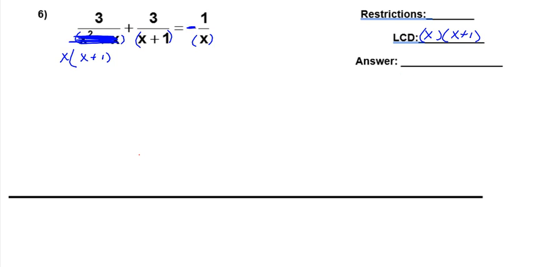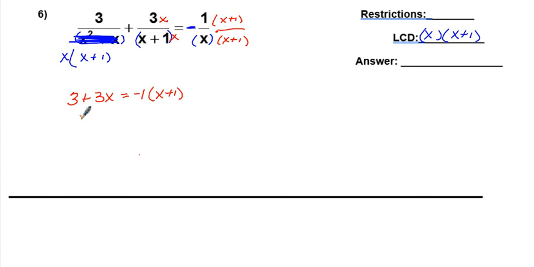So let's see who's missing what. This first fraction has everything. This second fraction is missing an x. And the last fraction is missing the x plus 1 part. So now that I have all of the denominators matching, I can throw them away and solve the top. Signs matter. So 3 plus 3x equals negative 1 times x plus 1. Remember, these are all multiplying actions.